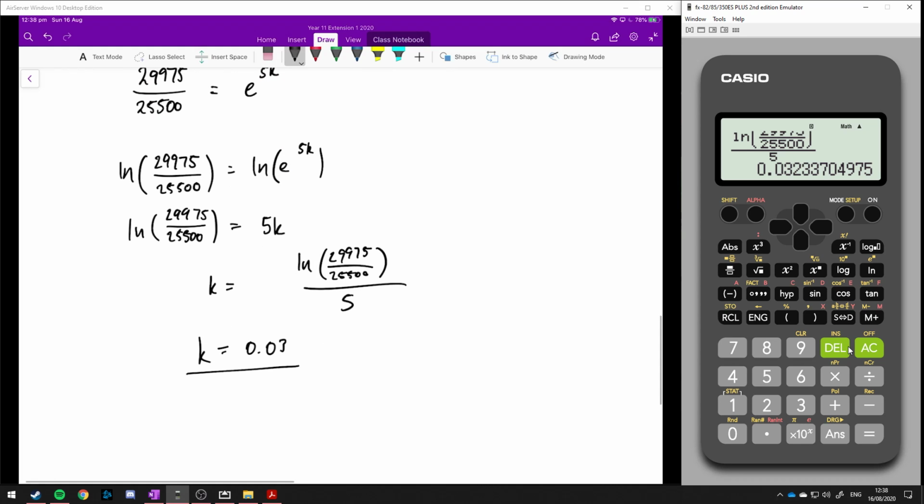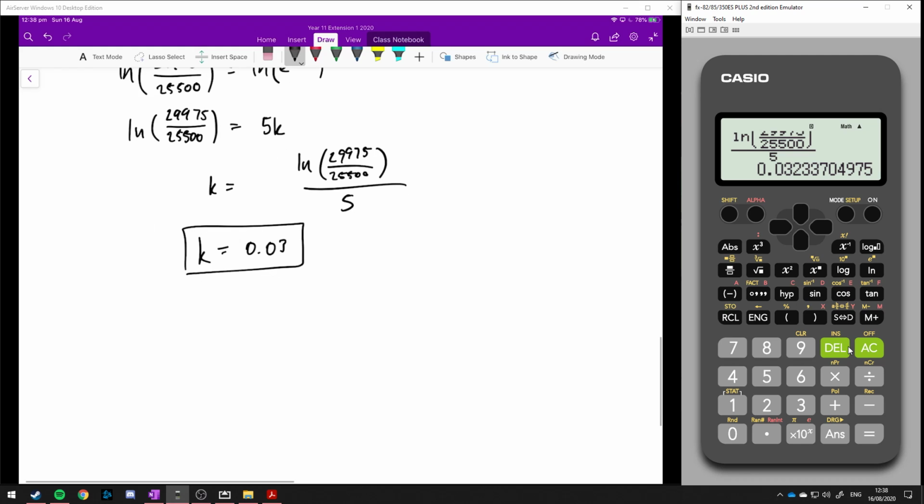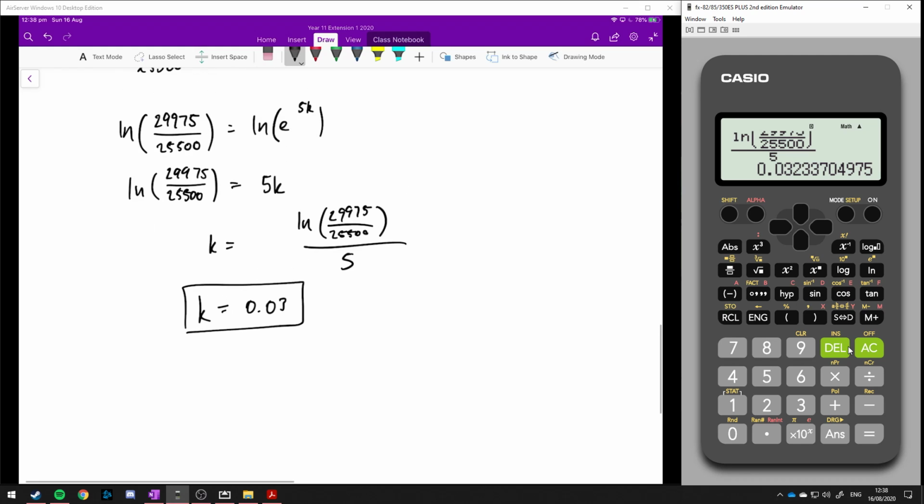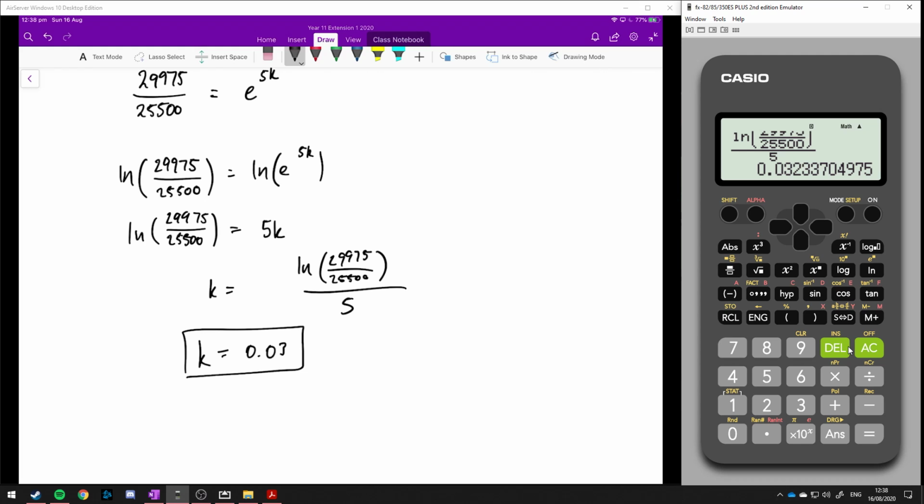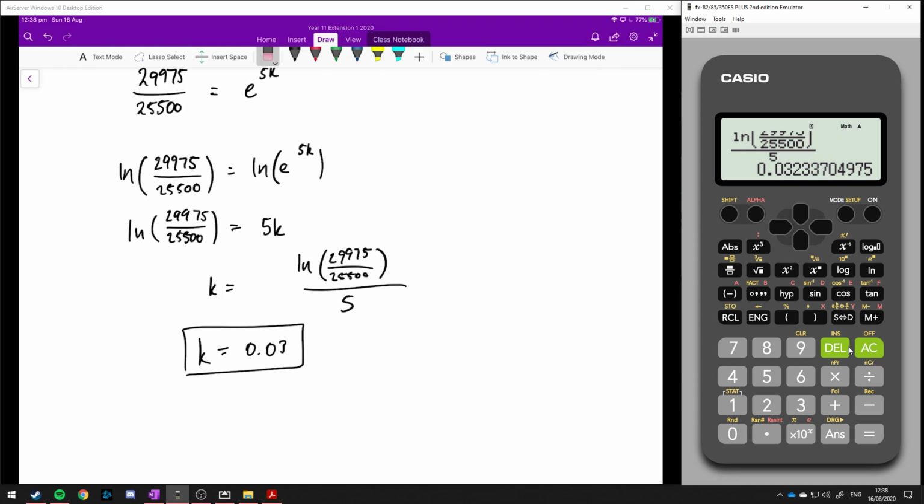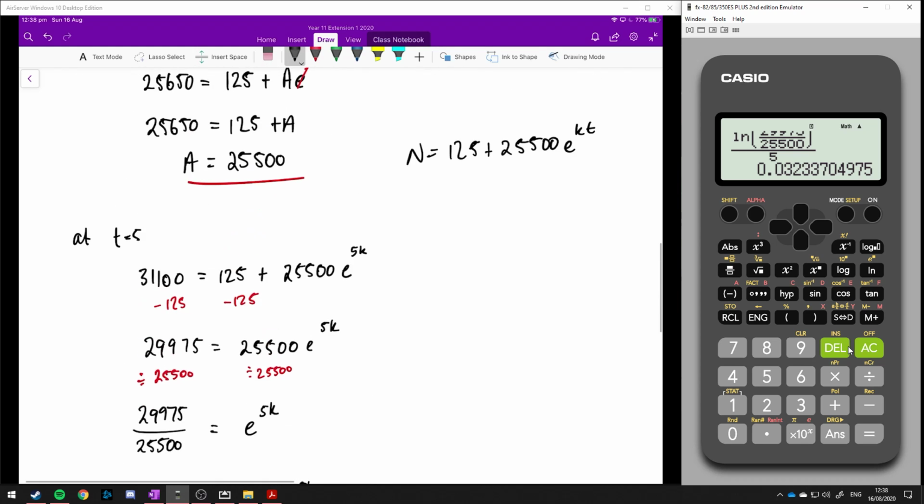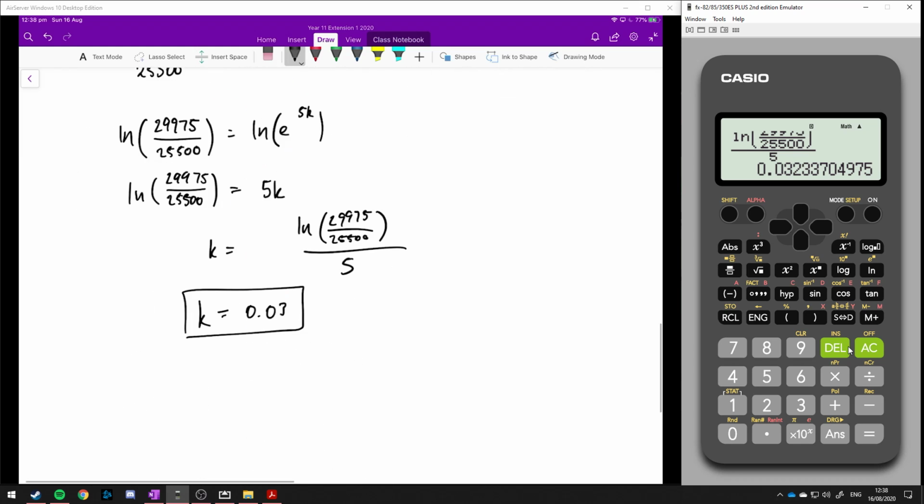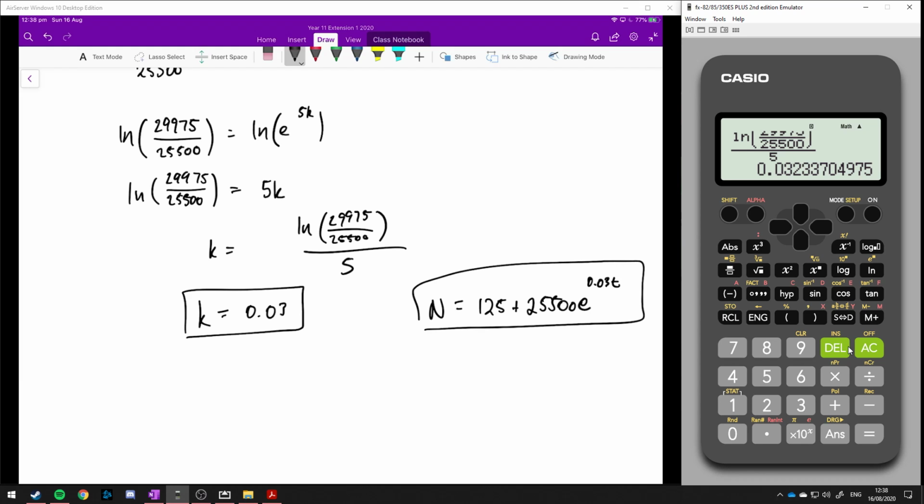So our constant of proportionality in this case is k is equal to 0.03, to 2 decimal places will do. Actually, it says 3 significant figures. Oh, no, it doesn't say actually, so I'll just leave it at that. So 0.03. So now in this formula we can substitute our new values in. So we've got n is equal to 125 plus 25500 e to the 0.03t. So this is the formula in its whole entirety for this specific situation.